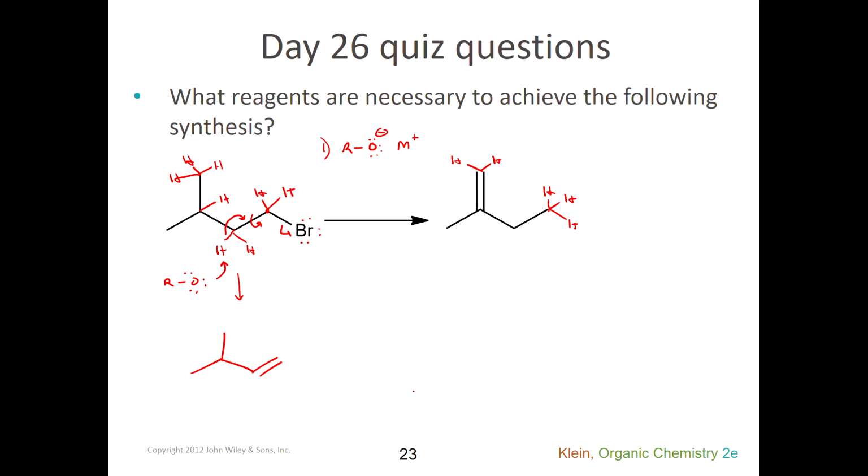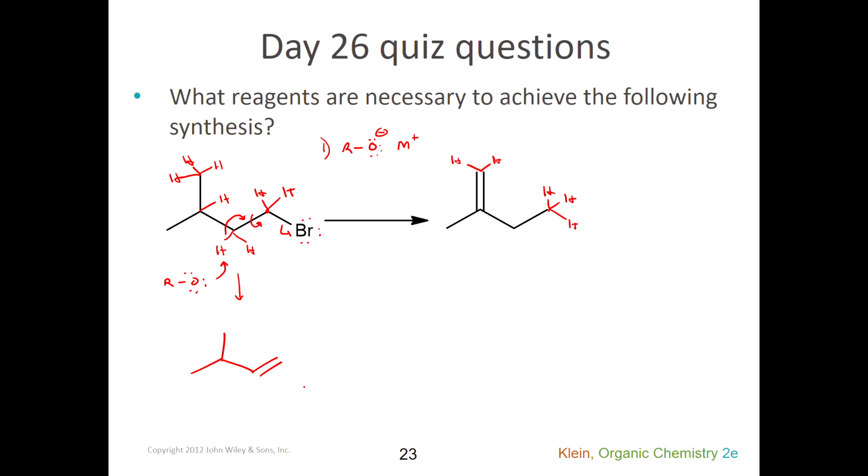So that really doesn't get me much closer to the product, but the idea here is right now the only real reactive site is right here, way over here on the end. I need to step by step move my reactive site over here to make that pi bond.